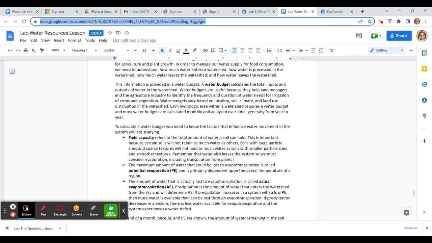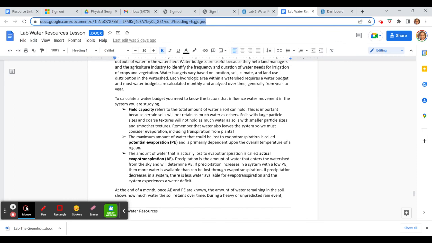A water budget calculates the total inputs and outputs. This is helpful because we need to figure out how to manage our water. Water budgets are going to vary based on location, soil, climate, and land use. How we as humans decide to live on that piece of land. After all, Southern California, we don't receive enough water for the amount of people who live there. So what do we do? We bring it from somewhere else.